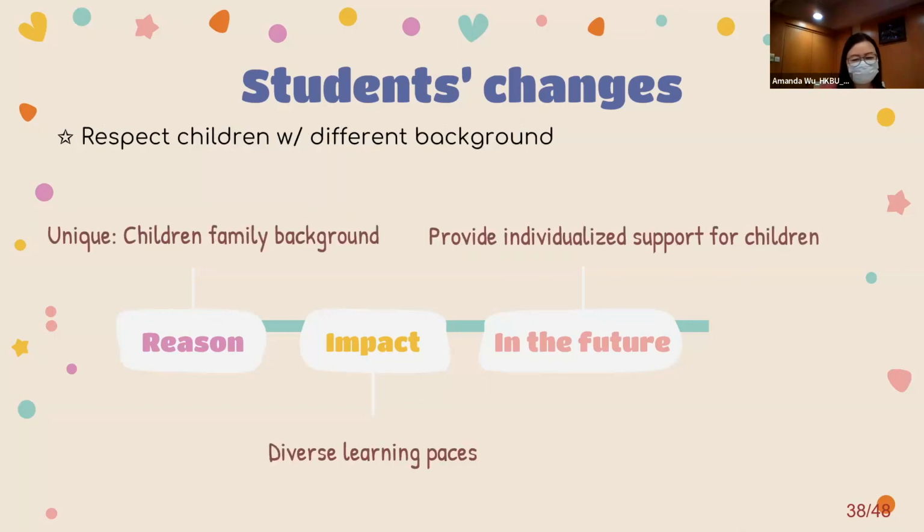Lastly, we respect children with different backgrounds. Since children come from unique family backgrounds, they may have different learning paces. For example, some of them may learn faster while some of them may learn slower. So in the future, we will observe their learning paces and provide individualized support for them based on their learning needs and developmental milestones.